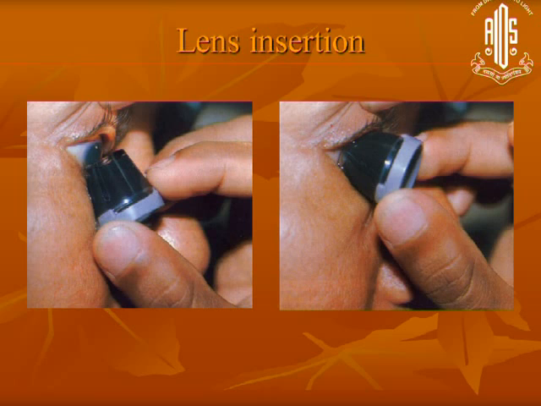Then you need to lift the upper eyelid, and then ask the patient to look upwards, and you tilt the lens first. Before inserting, you let the lens be tilted like that so that the inferior edge touches first, and then put the lens straight up like that. If you try to just push it in straight, you are not going to get cooperation from the patient.